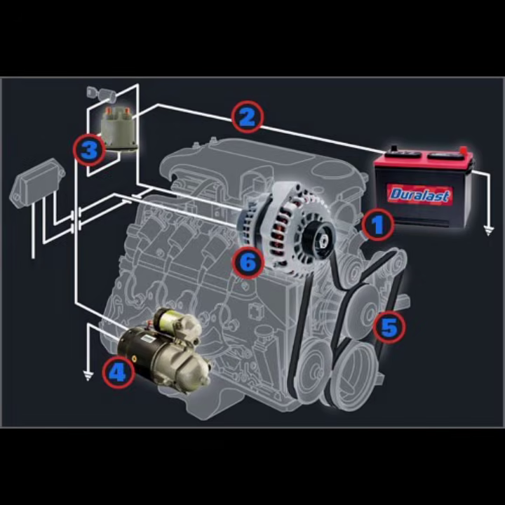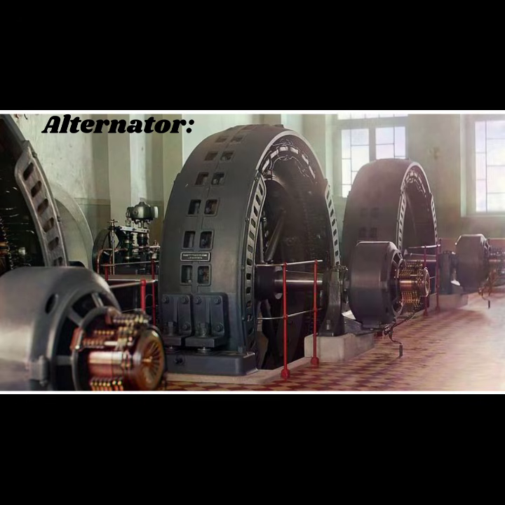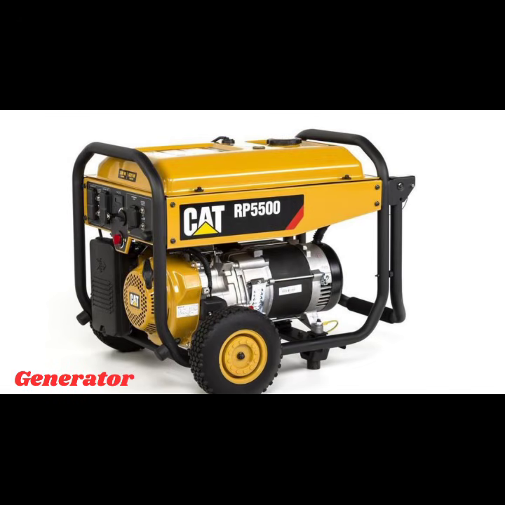8. Applications. Alternator is widely used in modern cars, trucks, and industrial machinery to charge batteries and power electrical systems. It is also used in power stations for large-scale electricity generation, whereas generator is primarily used in emergency backup systems, remote locations, and portable power solutions like construction sites or rural homes.